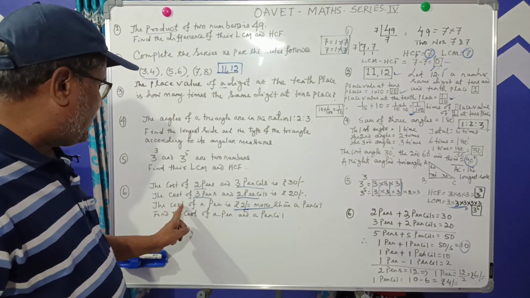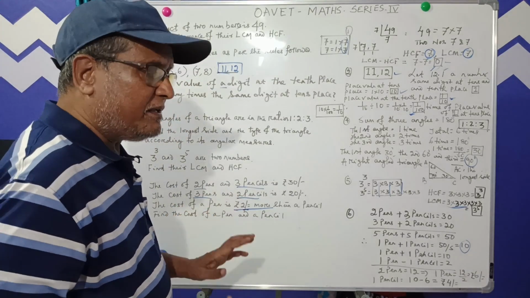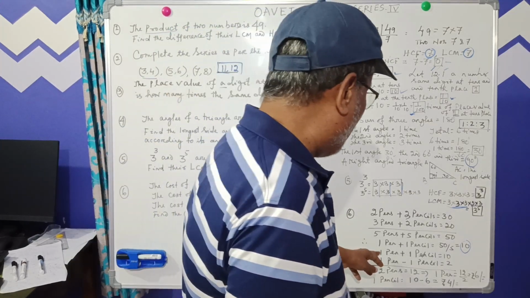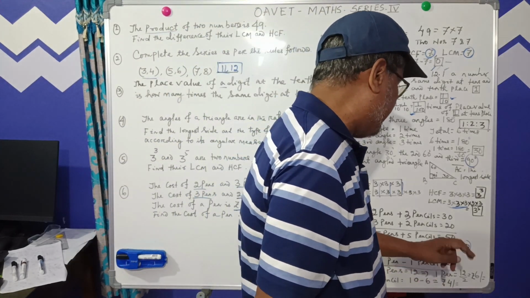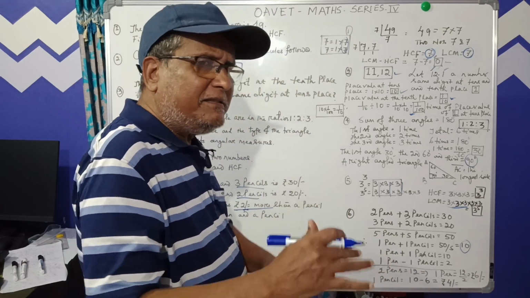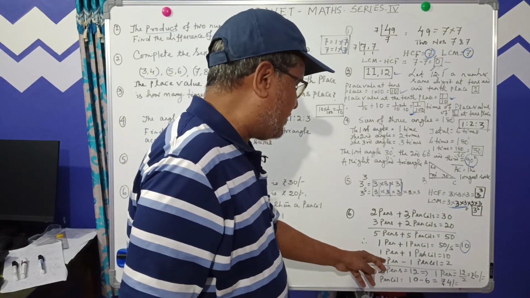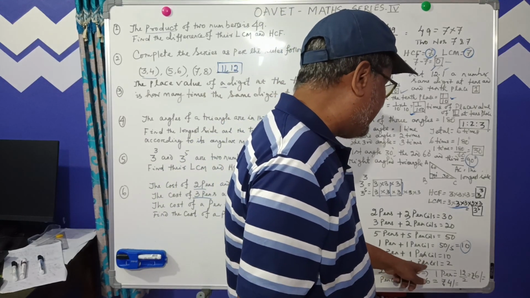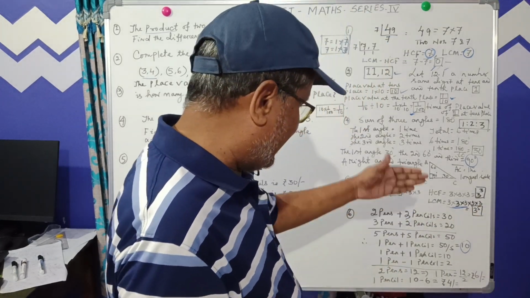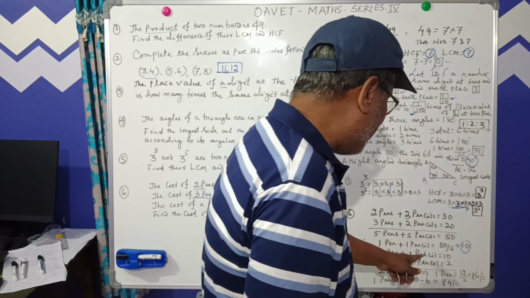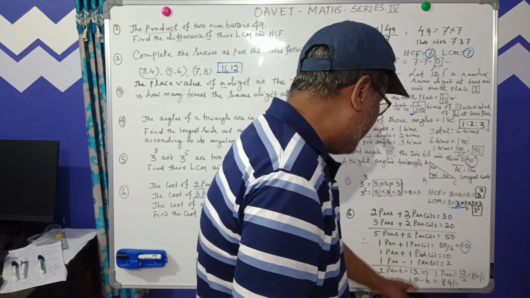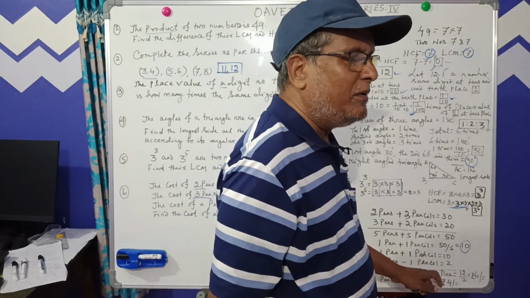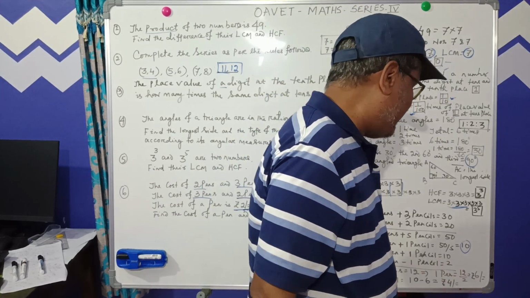Now compare. The cost of a pen is more by 2. So 1 pen plus 1 pencil is equal to 10, and because the pen costs more than the pencil, 1 pen minus 1 pencil is equal to 2. Then you add them. The pencil plus and pencil minus cancel, so it will be 2 pens. So 2 pens cost 12 rupees, so 1 pen is 6 rupees.